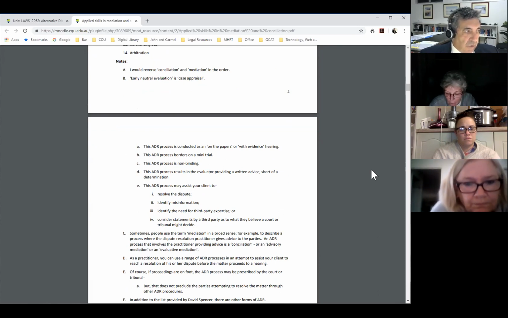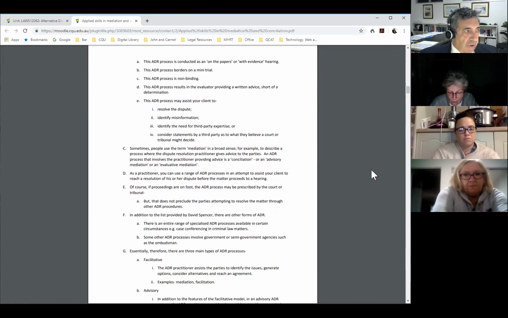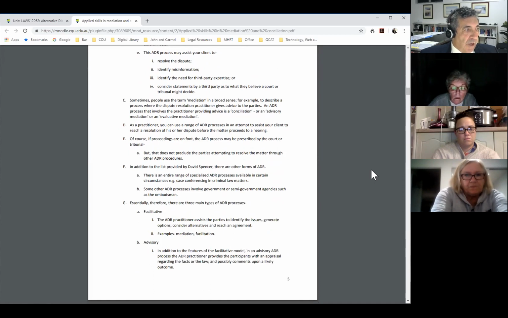So case appraisal might assist your client to resolve the dispute, identify misinformation, the need for third-party expertise, or statements by a third party. Let's go down and look at some of the other notes more relevant to our first assessment.